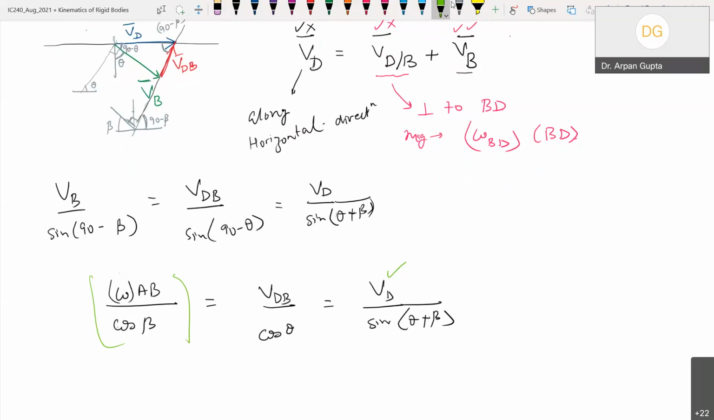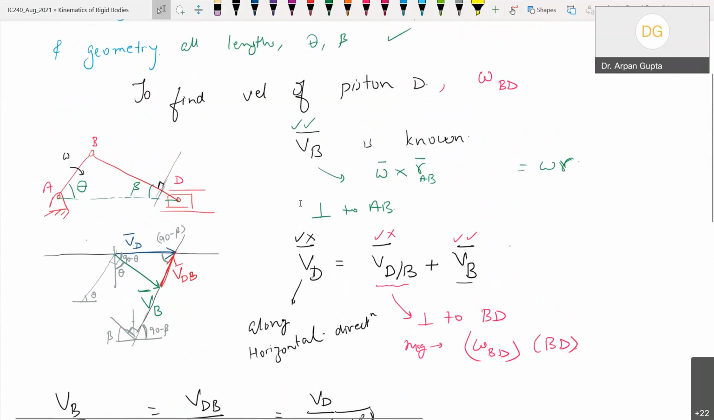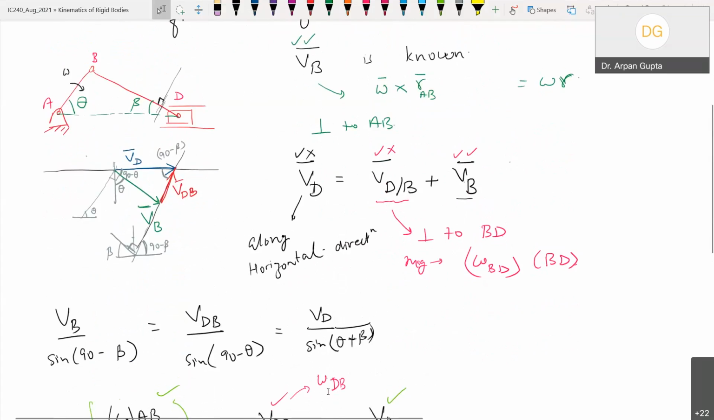This term is known, so vd can be calculated, and similarly vdb, the velocity of d with respect to b, can also be calculated. And once this is calculated, you can also calculate your omega of db, the angular velocity with which it is moving, right? So the direction of omega db can be determined by the direction of this vector v db here.